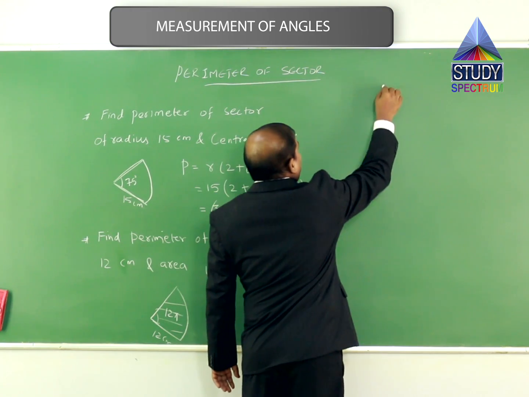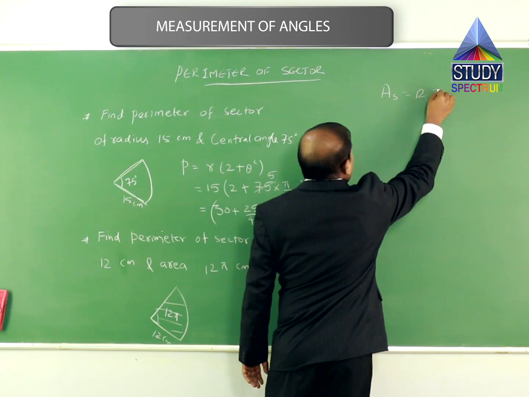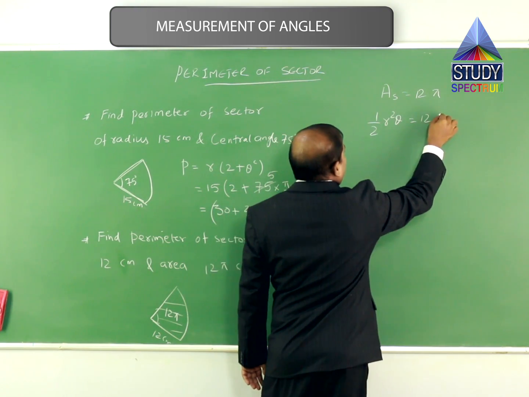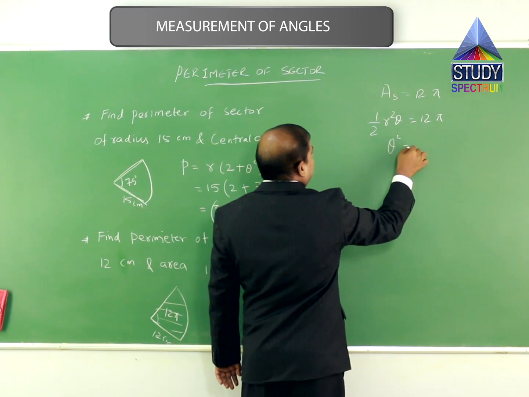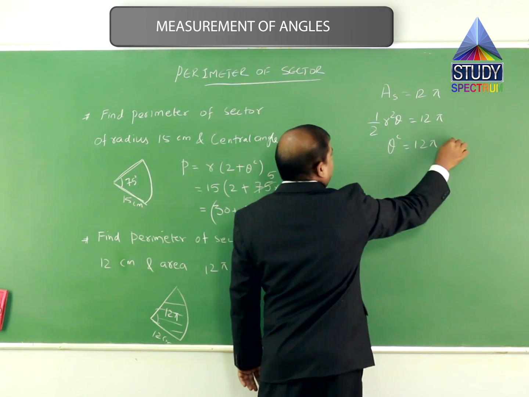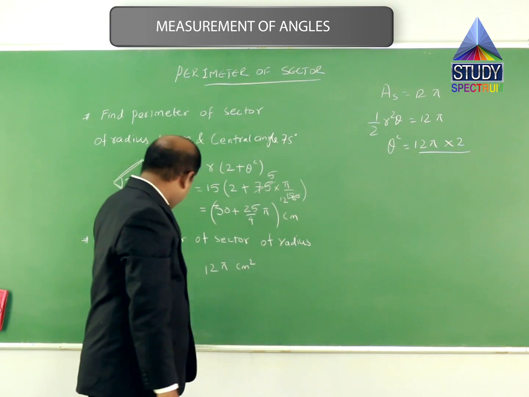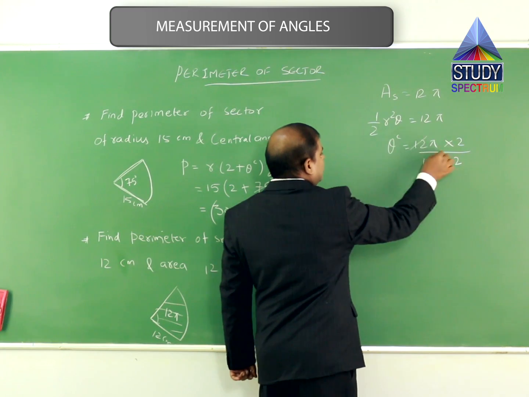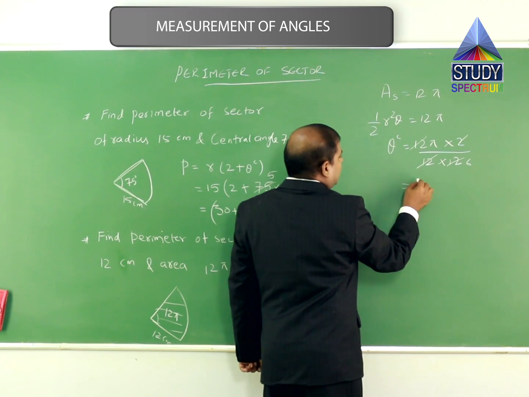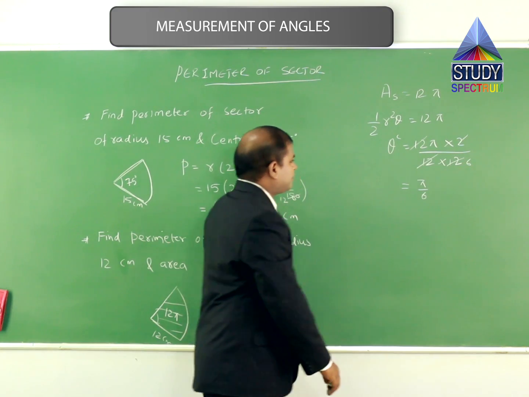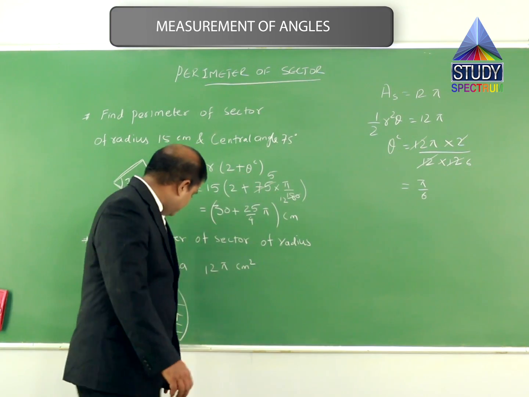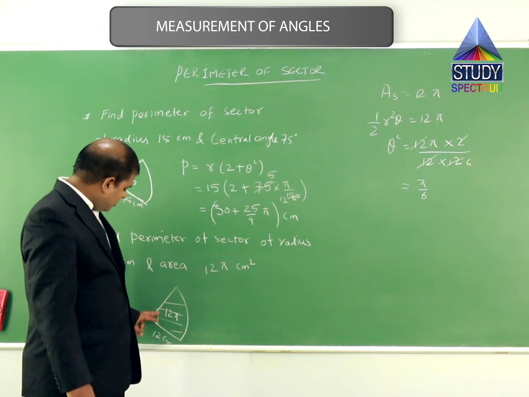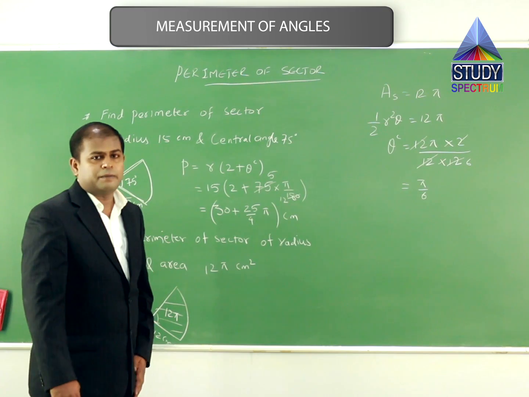If you remember, area of sector is given by the formula half r square theta, that is 12 pi in this case. So theta in radians is 12 pi into 2 by r square. Radius is 12, so 12 square, that is 12 into 12. Cancel, this is 6. So theta in radians is pi by 6. Right. So we have to find perimeter of the sector, radius of which is 12 centimeter, and now the central angle, which was not known, is known, and that is pi by 6.